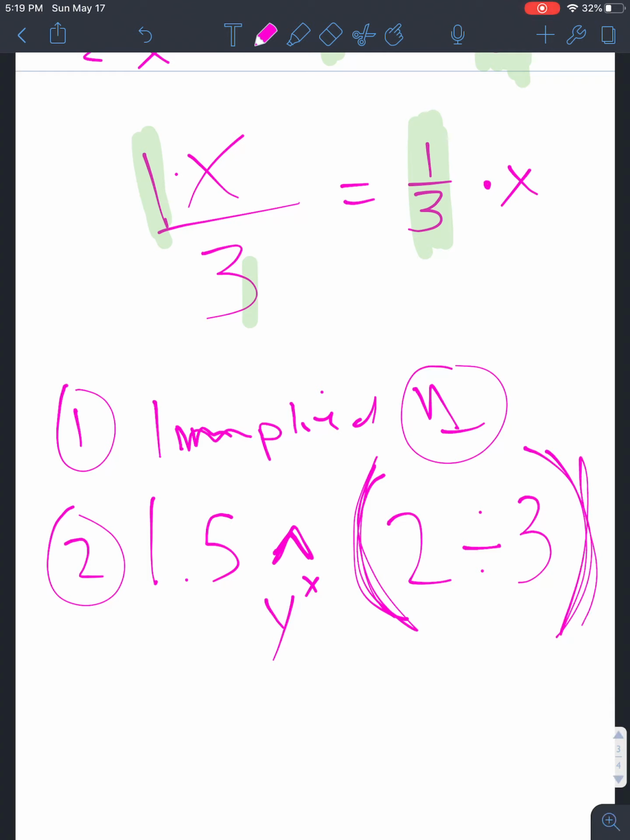So tip number 1, remember there's always an implied 1 in your numerator. Tip number 2, remember that you always have to include the parentheses around your exponents, okay? Especially when it's a fractional exponent.